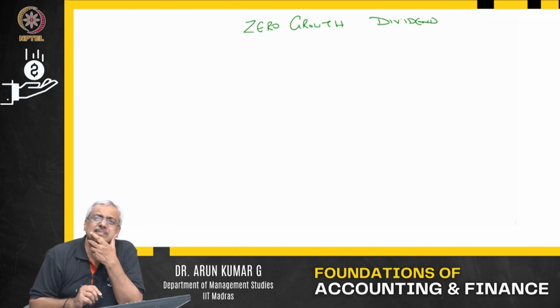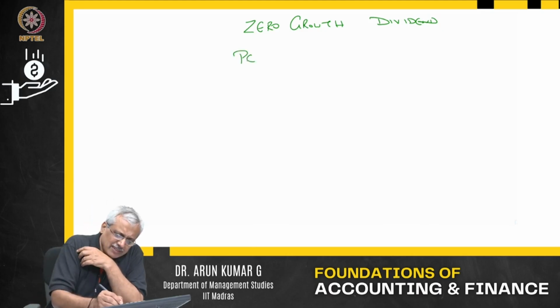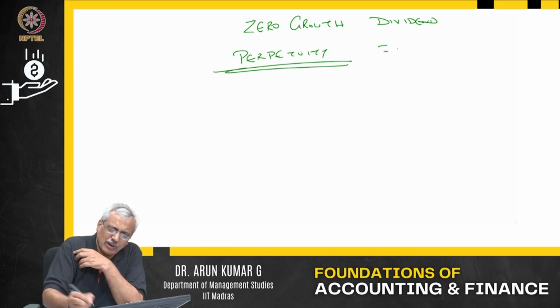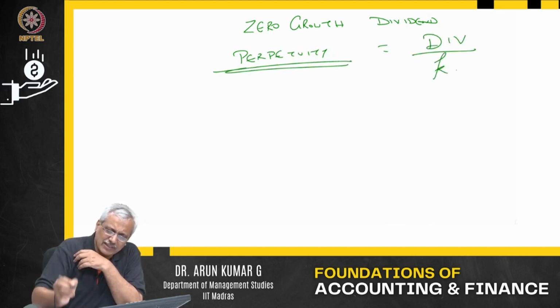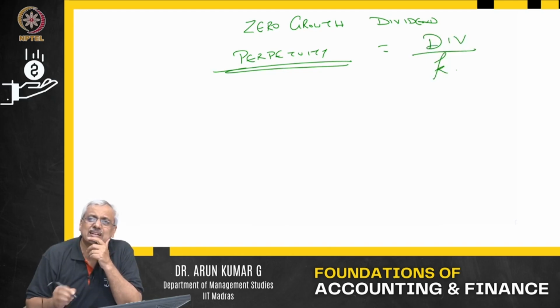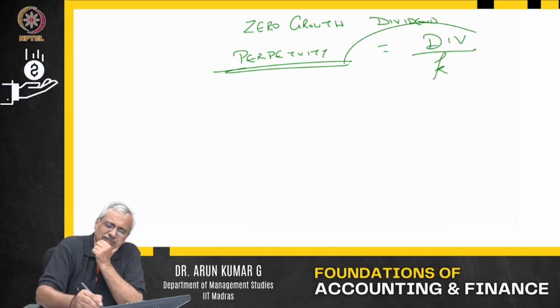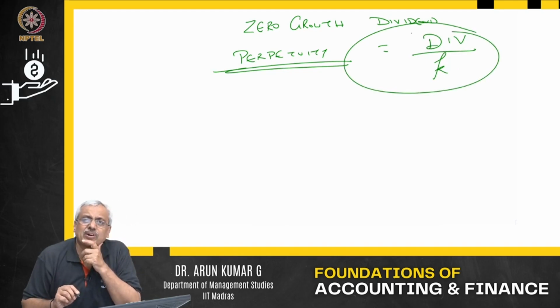It's going to be very constant. What is the way you are looking at measuring it? You will see that, as perpetuity. Yesterday we learned perpetuity. What is perpetuity? That is the constant dividend divided by the discounting rate. That will give me the value of that stock when we talk about a zero growth stock.